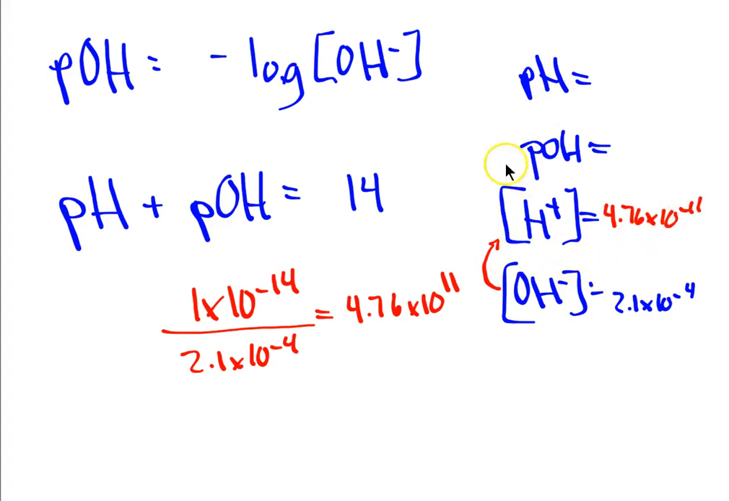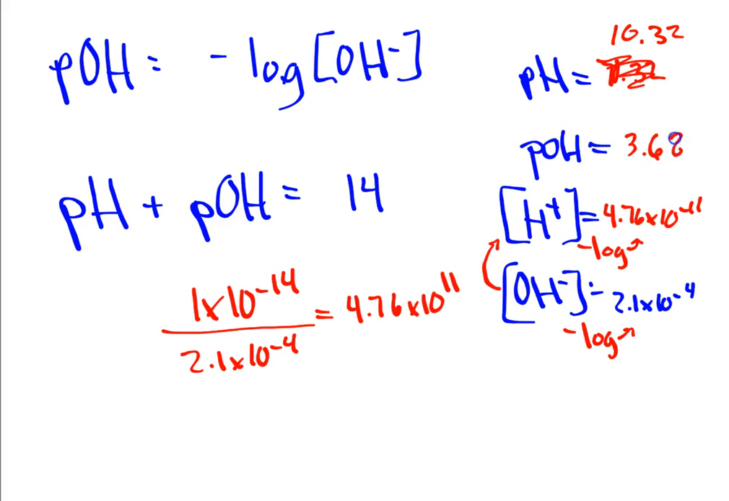Now from here, I'm ready just to find my pH and my pOH, right? So to find either one of these, I just take the negative log of these values. And what did we get for pH? 7.32? Wow, I'm struggling today. Oh, that's just terrible. 10.32. All right, so we must have got 3.68. Okay.